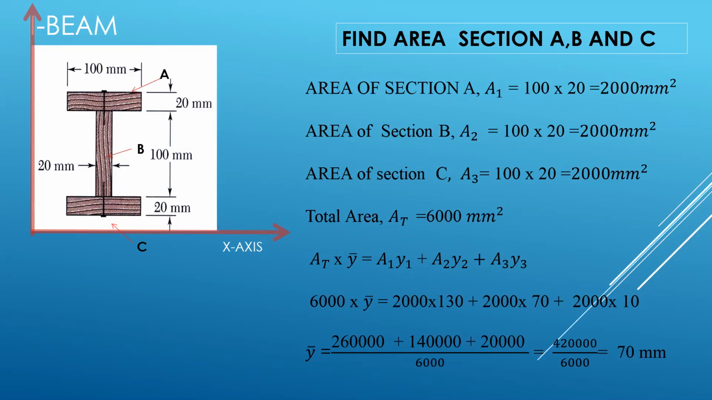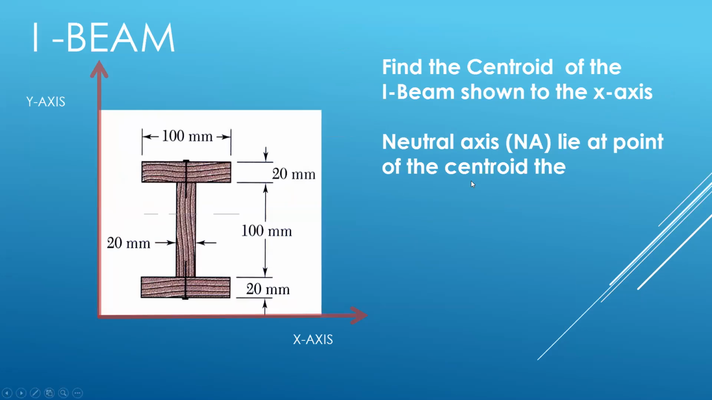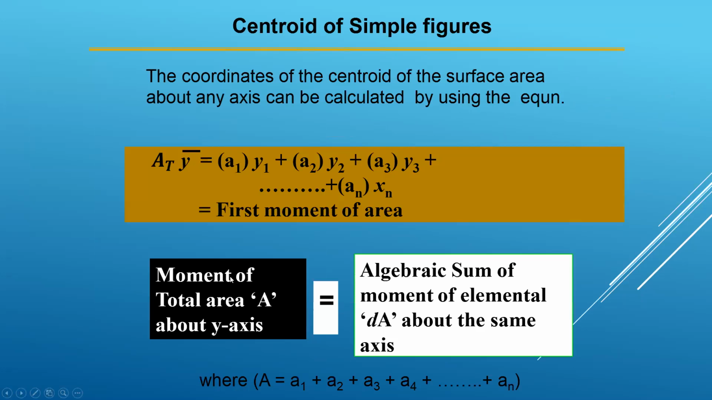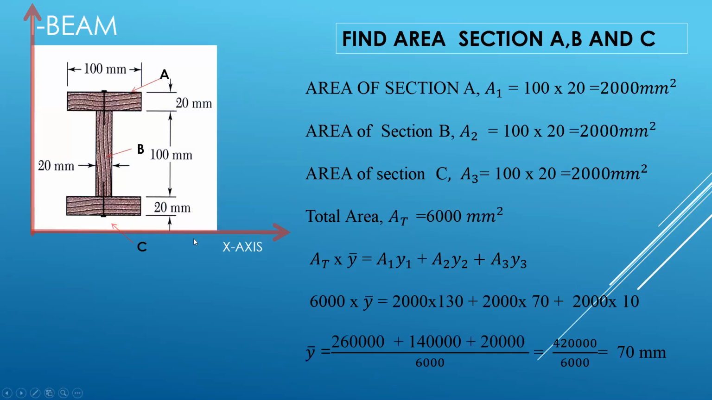Now y prime is going to be the distance from some reference, and it depends on where you find it from. So let me clarify some things here. We said that you have to find the centroid of the I-beam shown to the x-axis. So it means that we're working from the x-axis to find it, which is very important. We can't just find something without knowing where we find it from. So we're finding it from the x-axis. Some distance up here, we're going to call it y bar. Let me show you where y bar is.